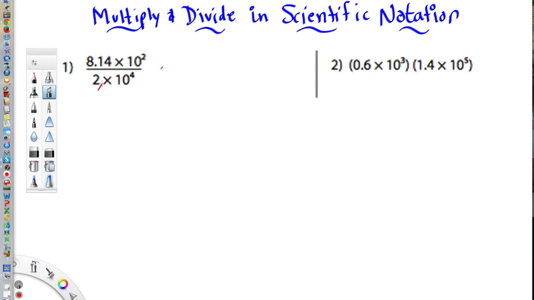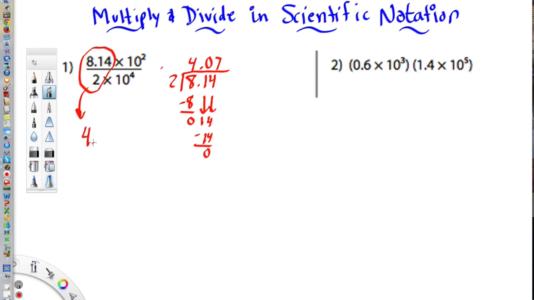Again, we just combine like terms. We can take 8.14 and divide it by 2. So if I take 8.14 and divide it by 2, I'm going to set up a long division problem. 2 goes into 8 4 times. 4 times 2 is 8. Get 0. I bring down a 1. 2 goes into 1 0 times. I bring down the 4. 2 goes into 14 7 times. And 7 times 2 is 14. No remainder. So this would equal 4.07.